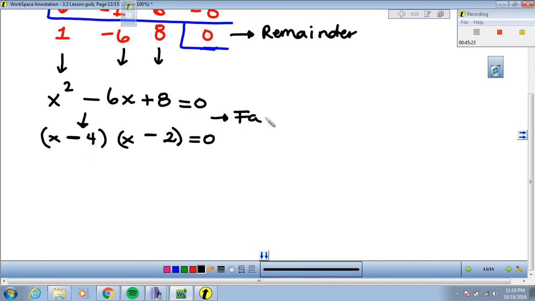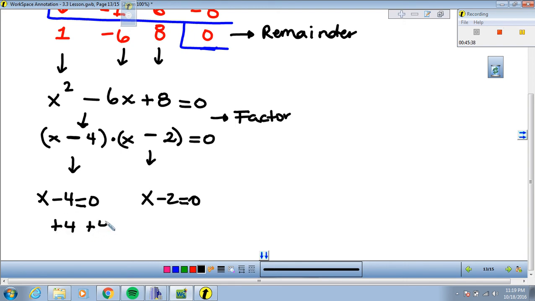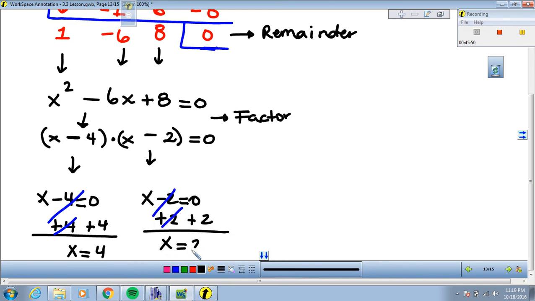Okay. So what to do now? You already know this. To solve for x, break this into smaller equations because you're using the zero product principle. When things are multiplying together, they're set equal to 0. You can break them apart and solve for x individually in smaller equations. So x is 2.